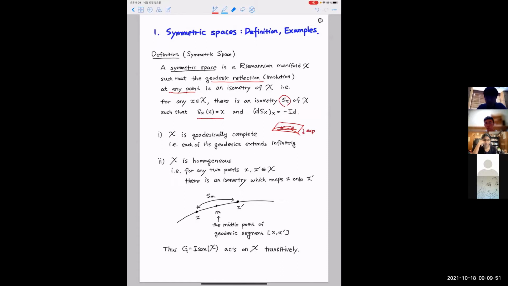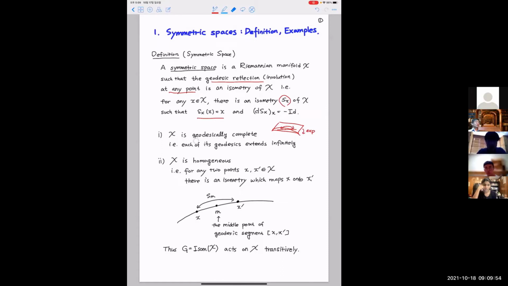First, the symmetric space is geodesically complete. That means that each geodesic extends to infinity. If you think of a geodesic defined on some open interval, then you can think of the symmetry at the endpoint, here X, and there Y. That means you can extend the geodesic a little more and a little more, and then you can see that every geodesic extends to infinity.